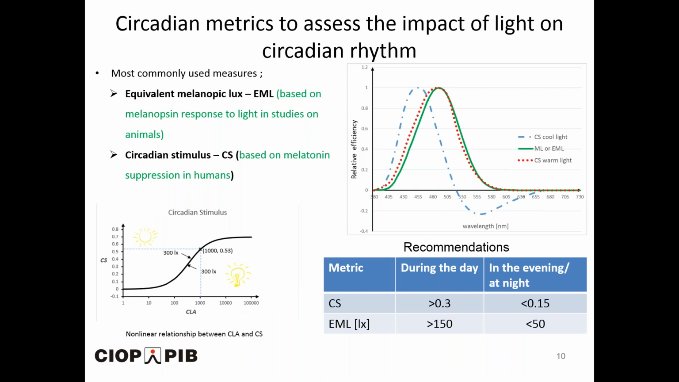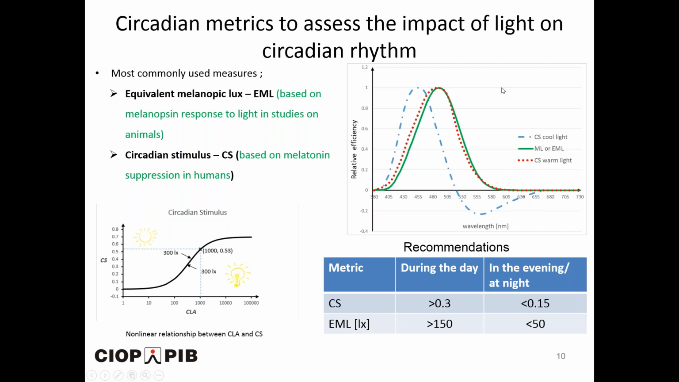How can we measure and assess the impact of light on the circadian rhythm? There are two commonly used measures that can describe lighting and the effects of this lighting on the human body. The first one is equivalent melanopic lux. This is based on the melanopsin response. Melanopsin is a pigment in our eyes that doesn't react with the neuron systems as, for example, our retina does.